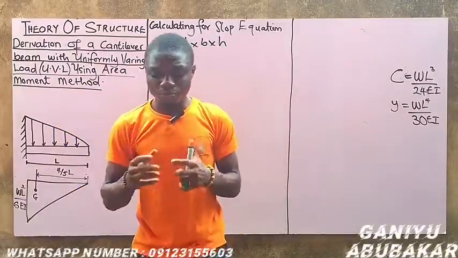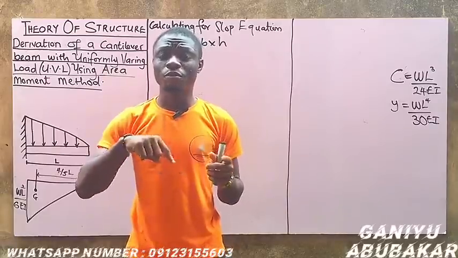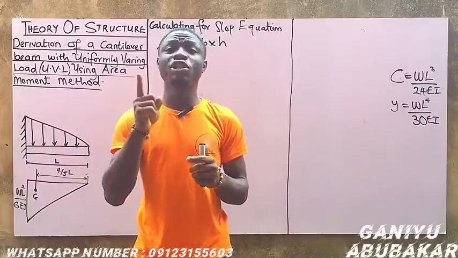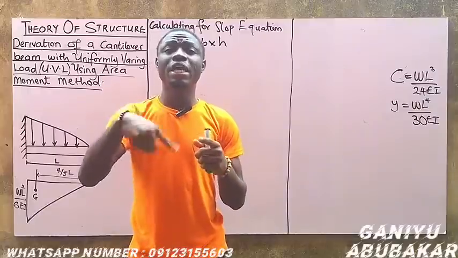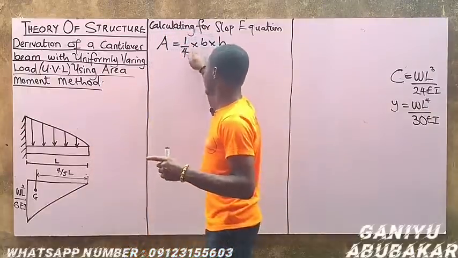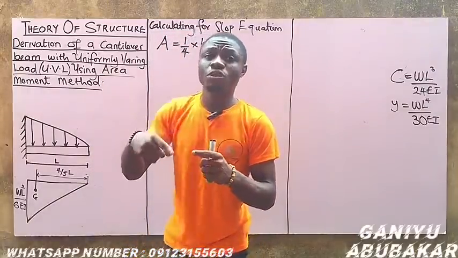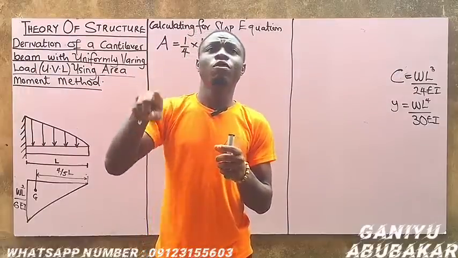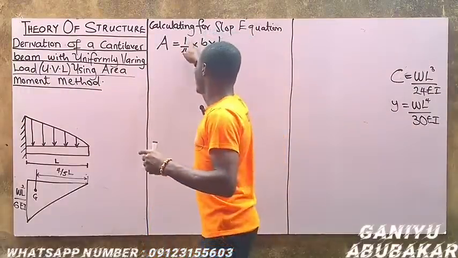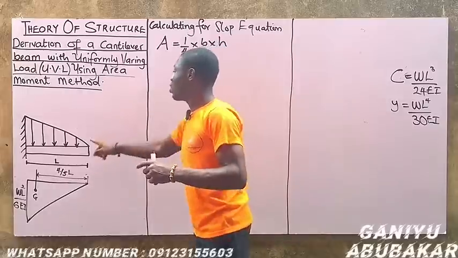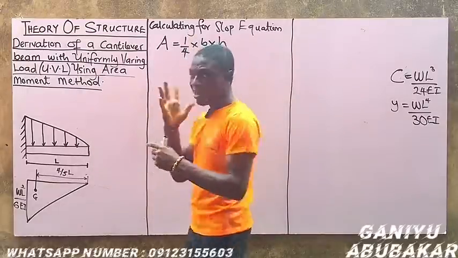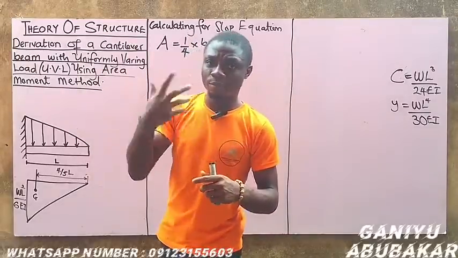When we derived for a cantilever beam with point load at free end using area method, our area was 1 over 2. When we used a cantilever beam with uniformly distributed load, our area was 1 over 3. Now this is varying load, so it's 1 over 4. Master that stuff, please. It's very, very important.